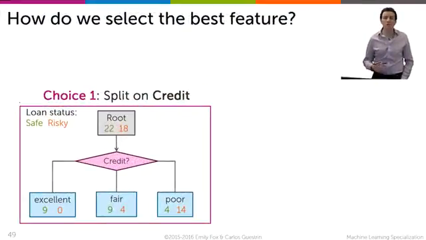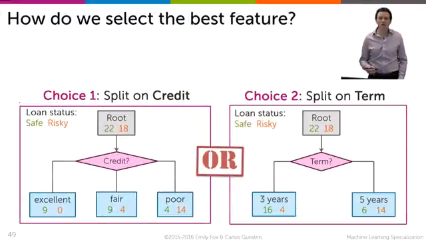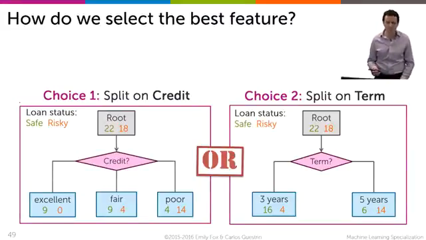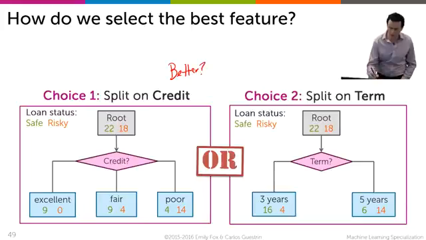So in our example, we split on credit, but we could have split on something else. Let's say we could have split on the term of the loan. Is this a 3-year loan or a 5-year loan? And the question is, what is better between the two? What is a better split? And that's what we're going to ask next.